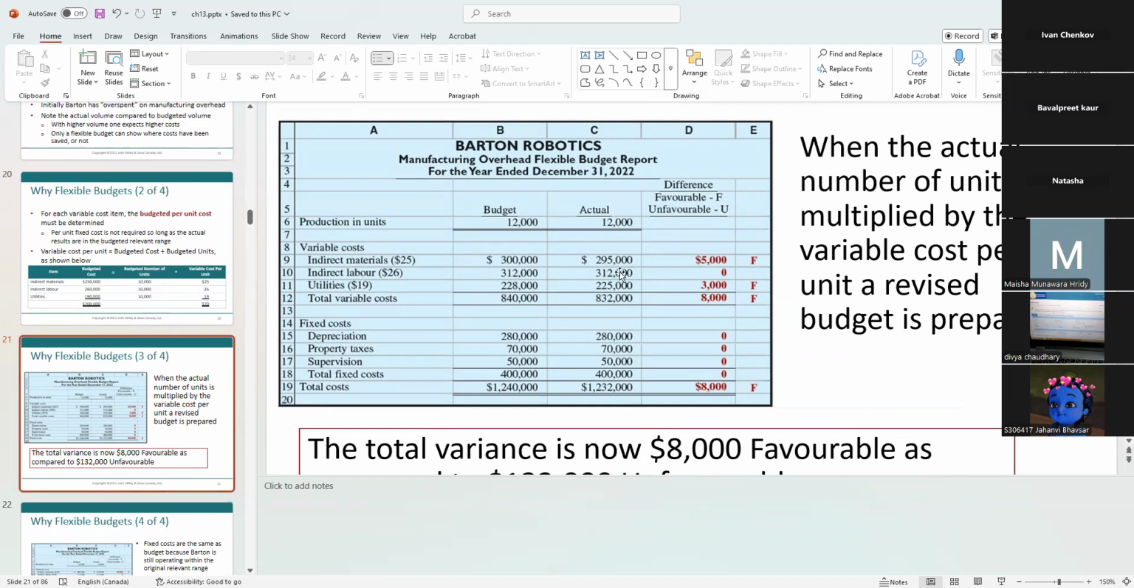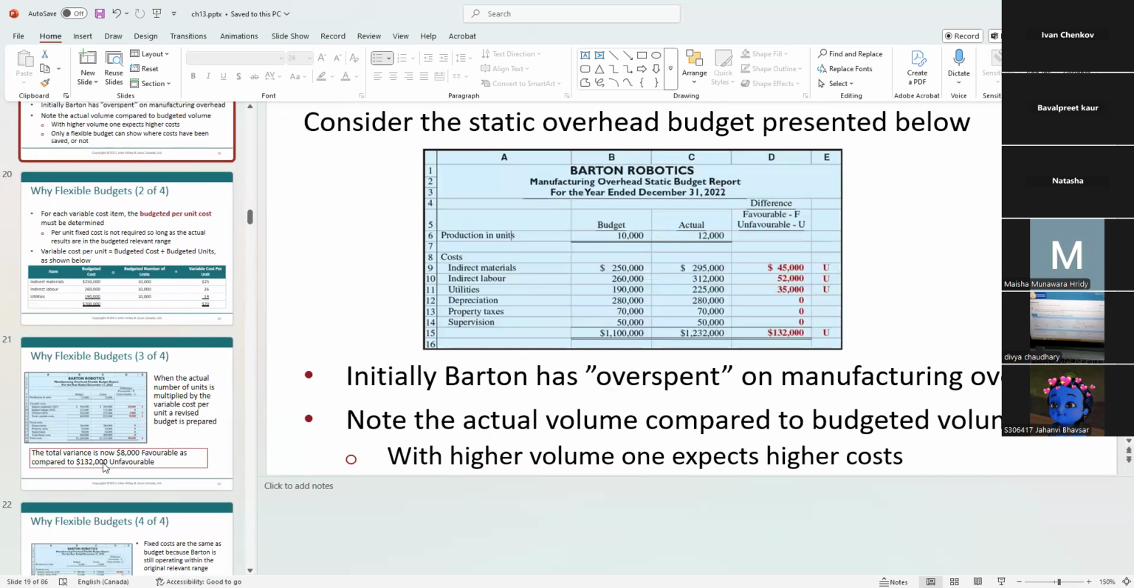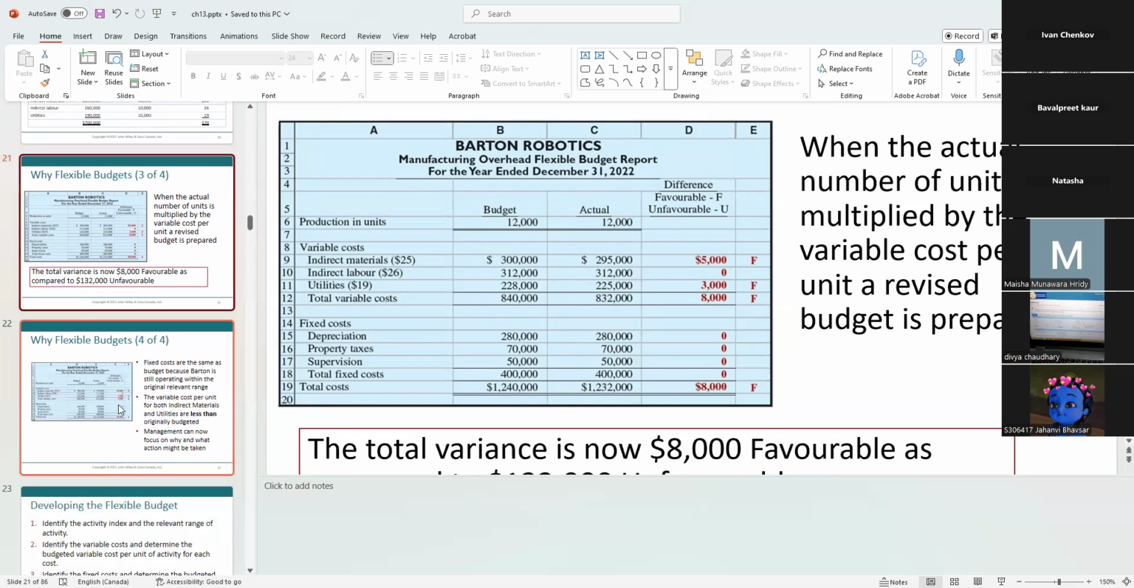Indirect labor, there is no difference in the cost. For the utilities, the cost is going down as well. So we have a favorable variance here. For the fixed cost, it is the same. We're not going to change the fixed cost between the 10,000 level of activity and the 12,000 level of activity. Why? Because we're in the relevant range.